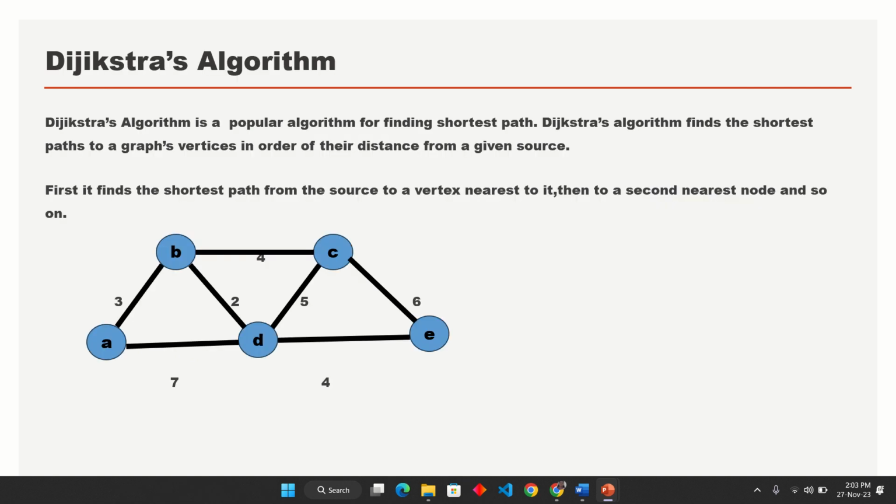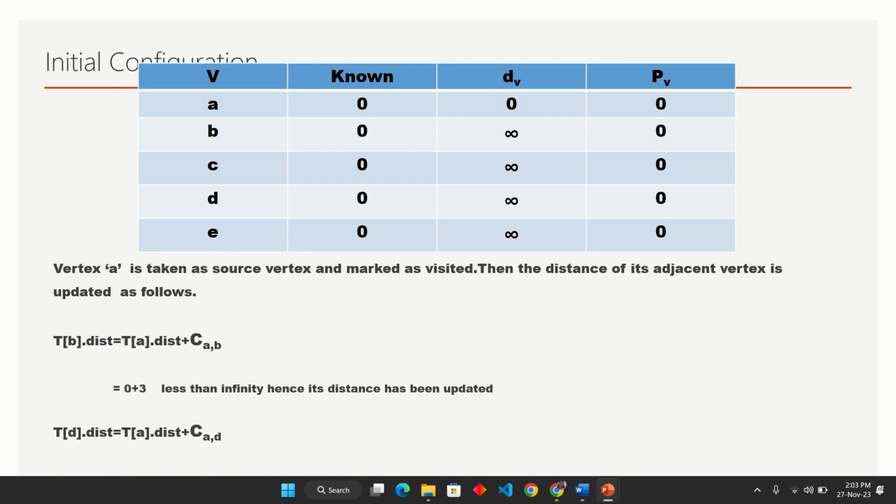The cost of the edge is 3, and it is given in the diagram itself. So dA.distance is equal to 0 from this table. dA.distance equal to 0 plus the cost of that edge A to B equal to 3, which is less than infinity. Hence, its distance has been updated. Okay, so now the distance is 3, which is less than this infinity. So we can update that one.